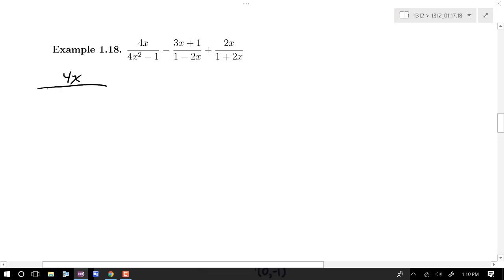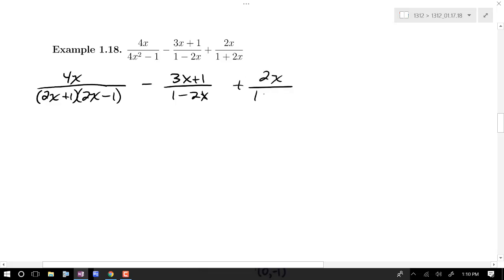2x plus 1, 2x minus 1. Yeah, because it's a difference of squares. So 2x plus 1, 2x minus 1. So, we always begin, if needed, the way we begin is by factoring denominators. 1 plus 2x is definitely the same as 2x plus 1, right? The order of addition doesn't matter. It might seem silly, but I'm just going to go ahead and write this in a different line.